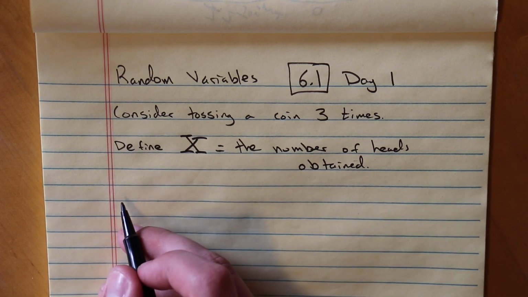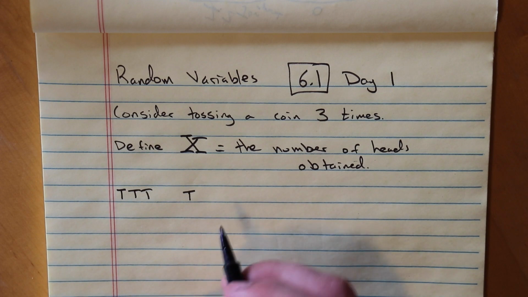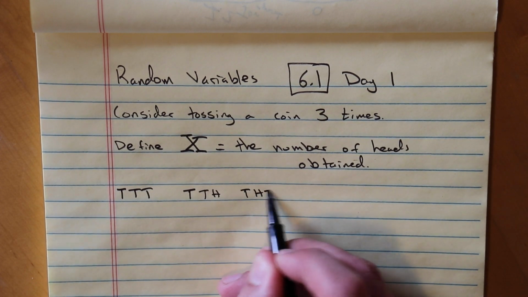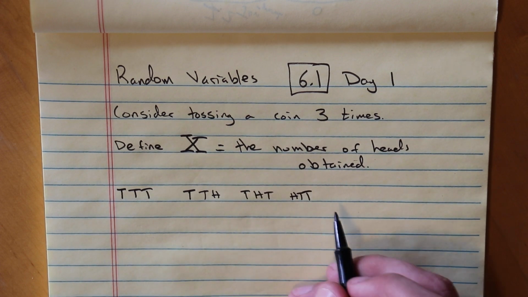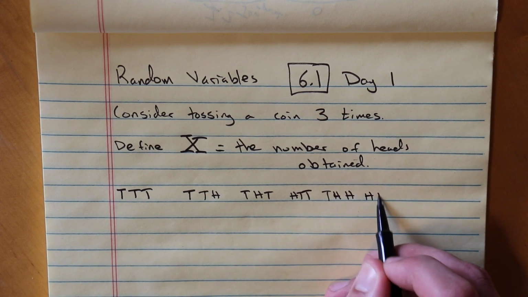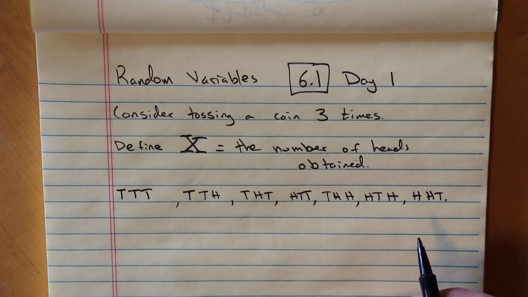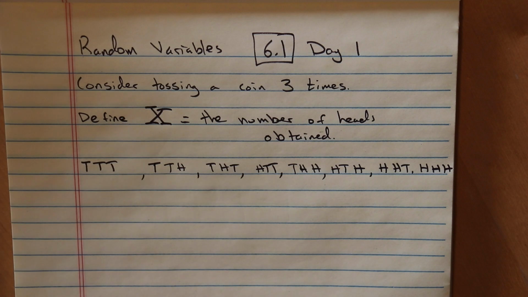So let's think about this for a second. We could have tails, tails, tails. We could have tails, tails, head. We could have tails, head, tails. We could have heads, tails, tails. We could have tails, heads, heads. We could have heads, tails, heads. We could have heads, heads, tails. And we could also have heads, heads, heads. So these are the total events, or this is everything that could occur if you flip a coin 3 times.